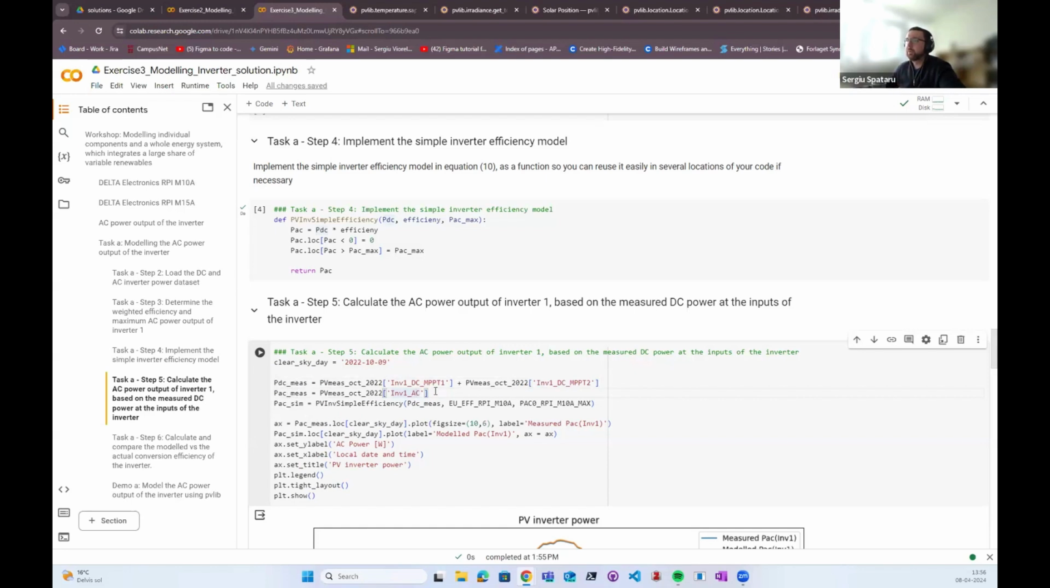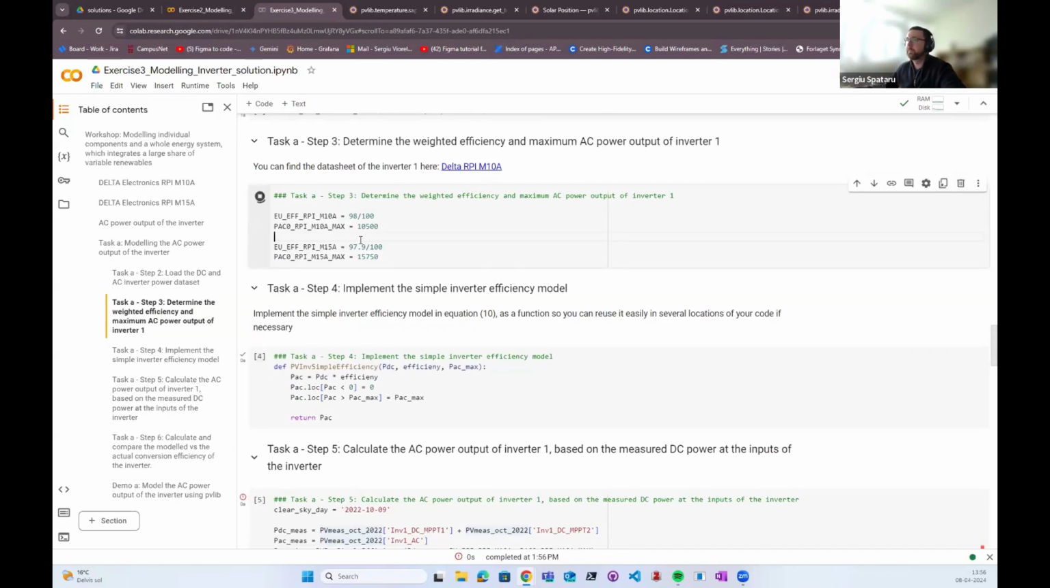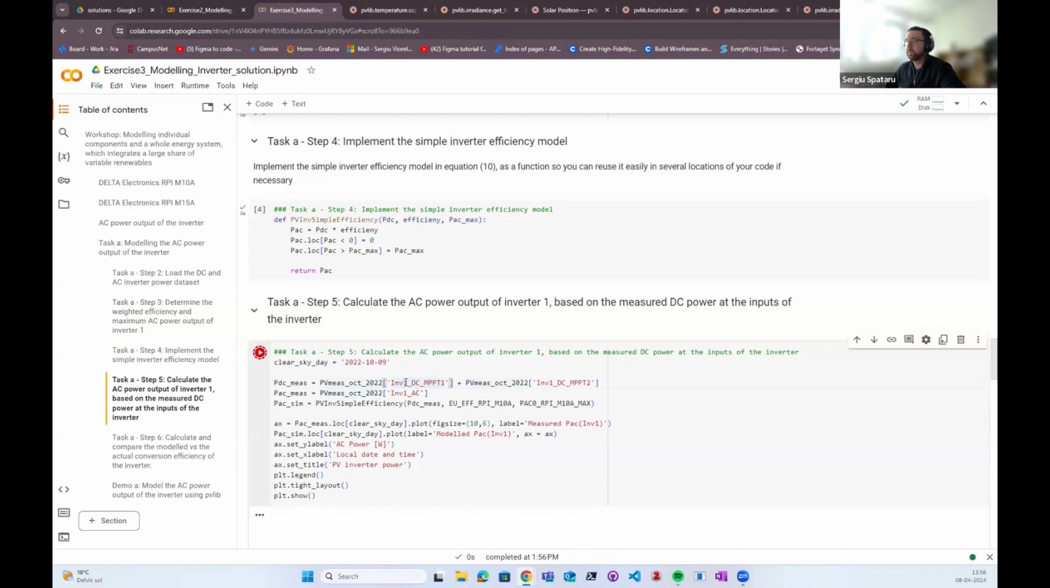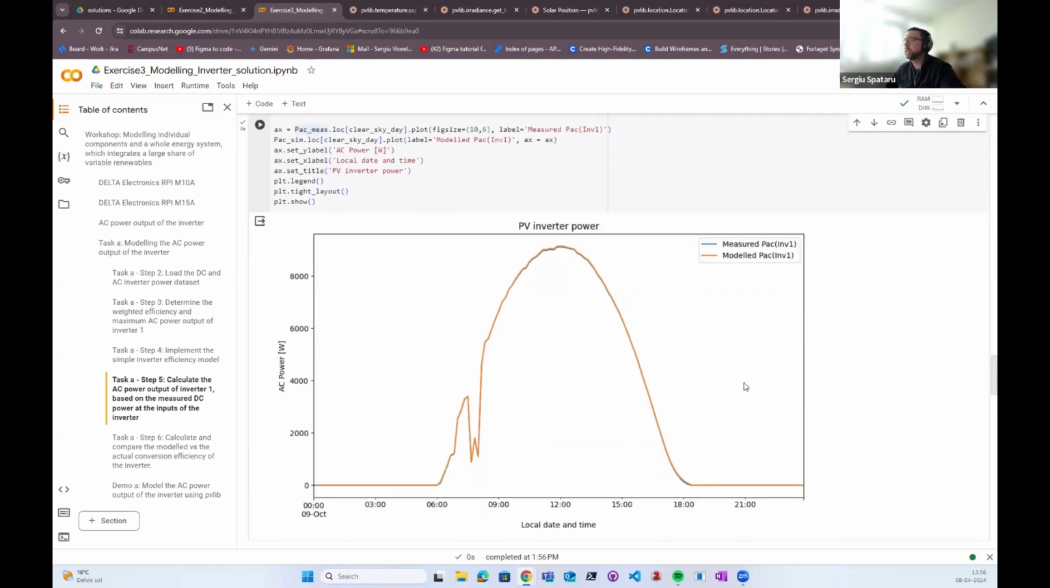So we will use these. We add the two DC measurements together, so we get the total DC input power of the inverter. That will be the input to our model, and then we provide the weighted efficiency and the max AC power, and then we compare it with the measured values. I think I need to run this. So we run this. And then if we compare the simulated with the measured AC power, we get very, very good correspondence.